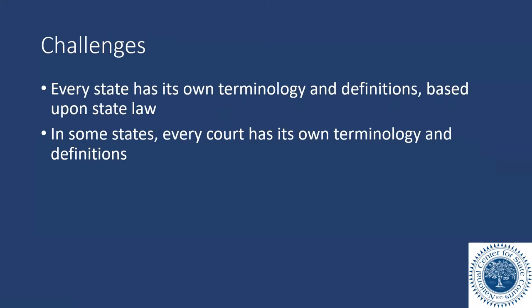So beyond different policies about access to data, every state has its own terminology and definitions, because everything that happens in the state court is based on state law. And then again, in some states, every court has its own terminology and definitions. So even something as simple as a closed case, courts can have different definitions of what they mean when they say closed case. In some courts, it means that the case has been adjudicated and disposed. In others, it means that they have completed the entire process, including appeals or any other post-adjudication activity. So there's a lot of variety in that.